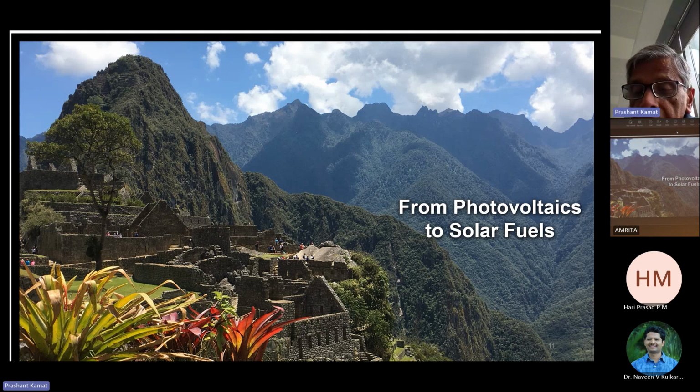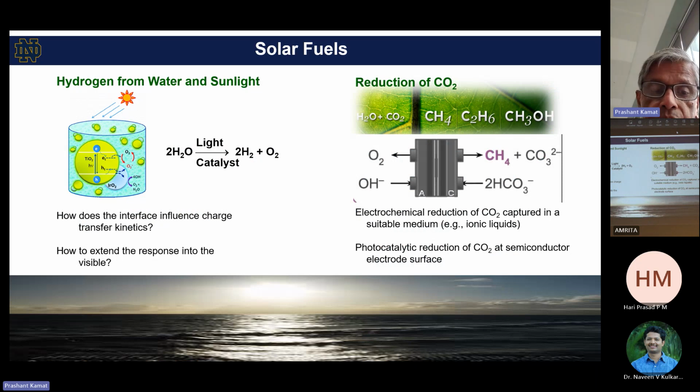Since I'm talking about photocatalysis, let's move on from photovoltaics to solar fuels. When you talk about solar fuels, there are two processes that stand out. One is trying to generate hydrogen. Hydrogen is going to play a major role in the next 20-25 years as a major energy supplier. Right now, we are not using much hydrogen for any energy purposes, but by 2050, it is expected that 10 to 20% of our energy supply will come from hydrogen. I'll come back in a minute to how we are going to produce hydrogen using renewable energy.